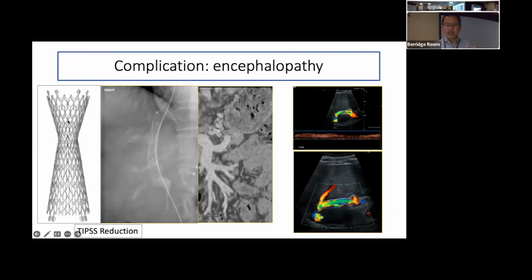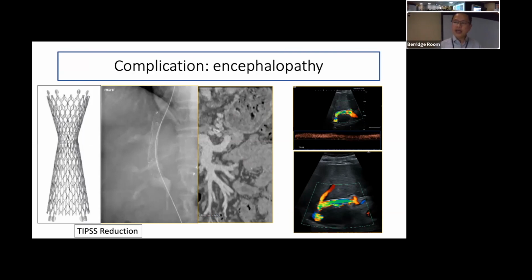Essentially, you insert this hourglass stent within the existing stent graft. This doesn't block the TIPS completely, but it alters the flow dynamic to reduce the flow and therefore reduce the risk of encephalopathy.